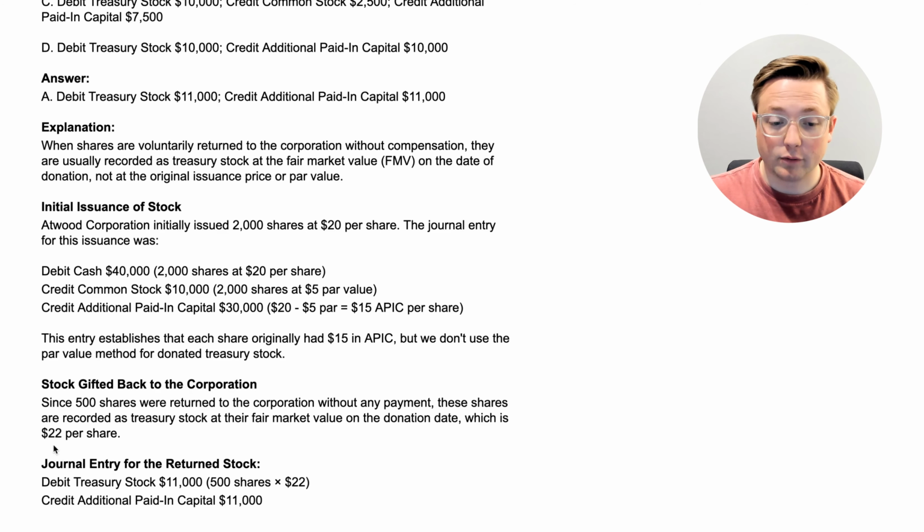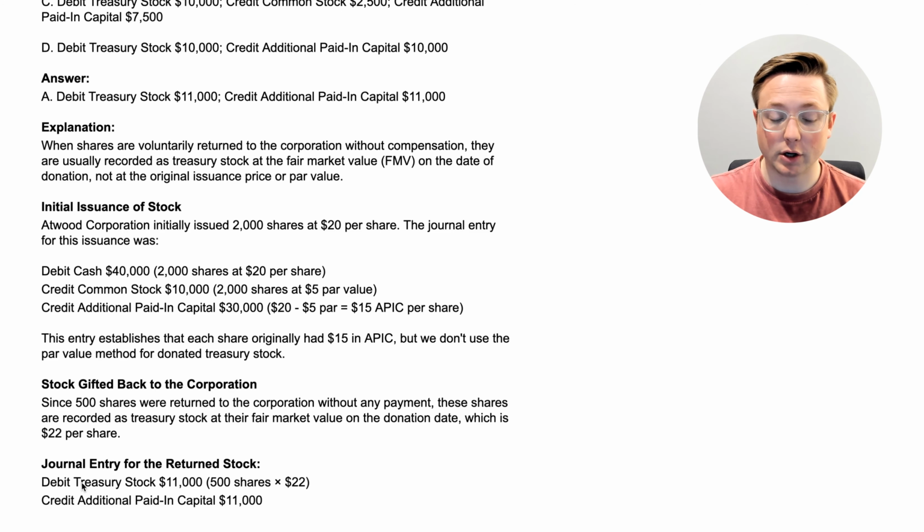So the journal entry for this is you debit treasury stock or donated treasury stock, however you want to put it, for the 500 shares at the $22 fair market value per share. So that's $11,000. And you actually credit additional paid-in capital for $11,000. You're not crediting cash because you didn't have to pay for it. You're not crediting retained earnings because you're not taking money out of retained earnings, or you're not adding money to retained earnings. Again, these are just shares that the company's getting back as treasury stock without having to do anything for it.